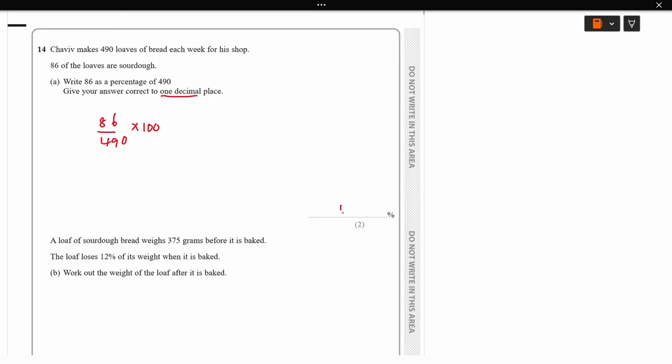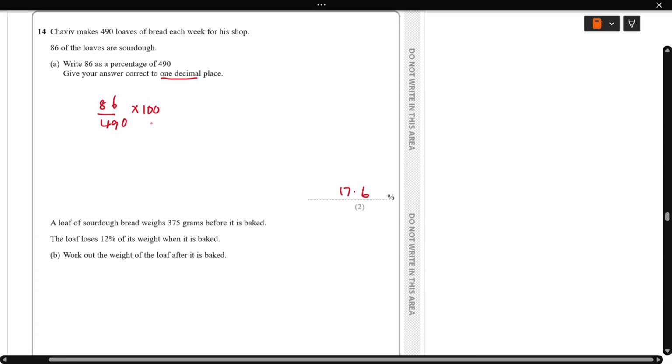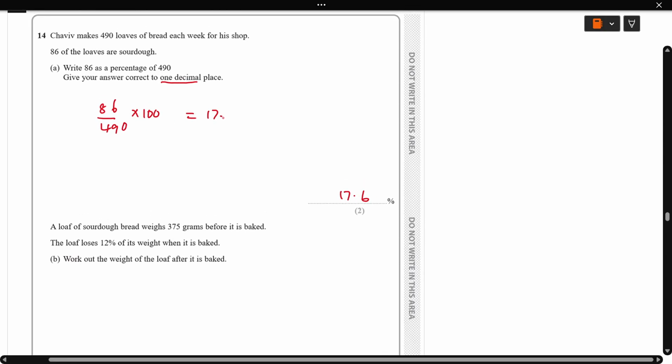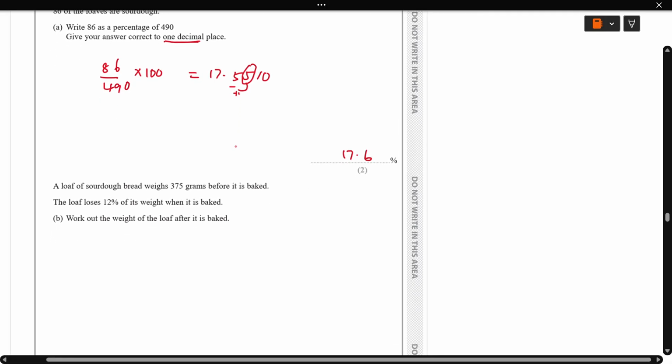The percentage is 17.6. We need to round to one decimal place. The actual answer is 17.5510. Because the question says round to one decimal place, I check the next number. The next number is 5 or above, so we should add 1 here. So that was 17.6.